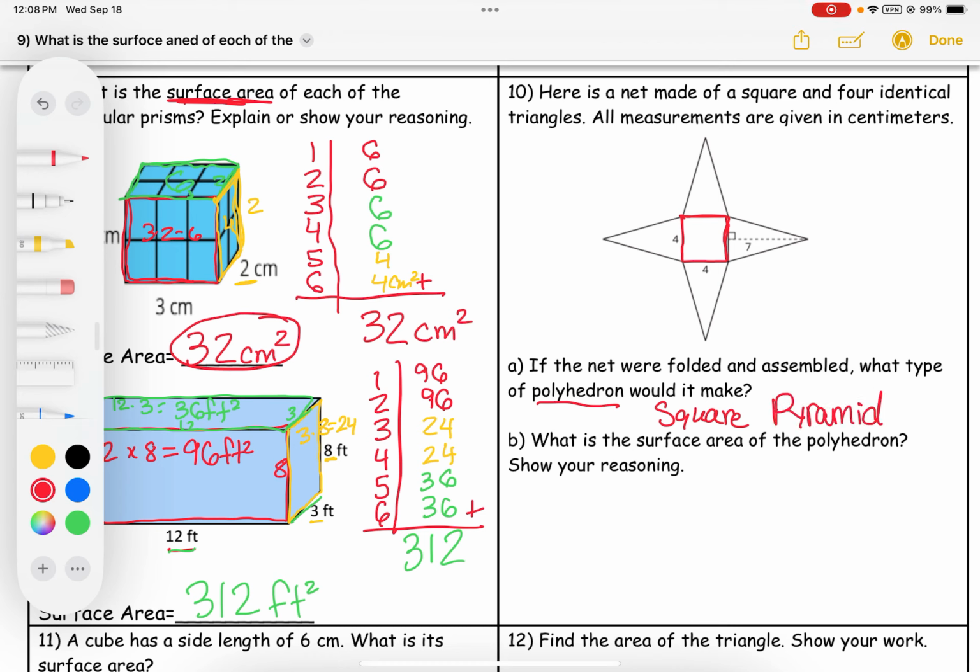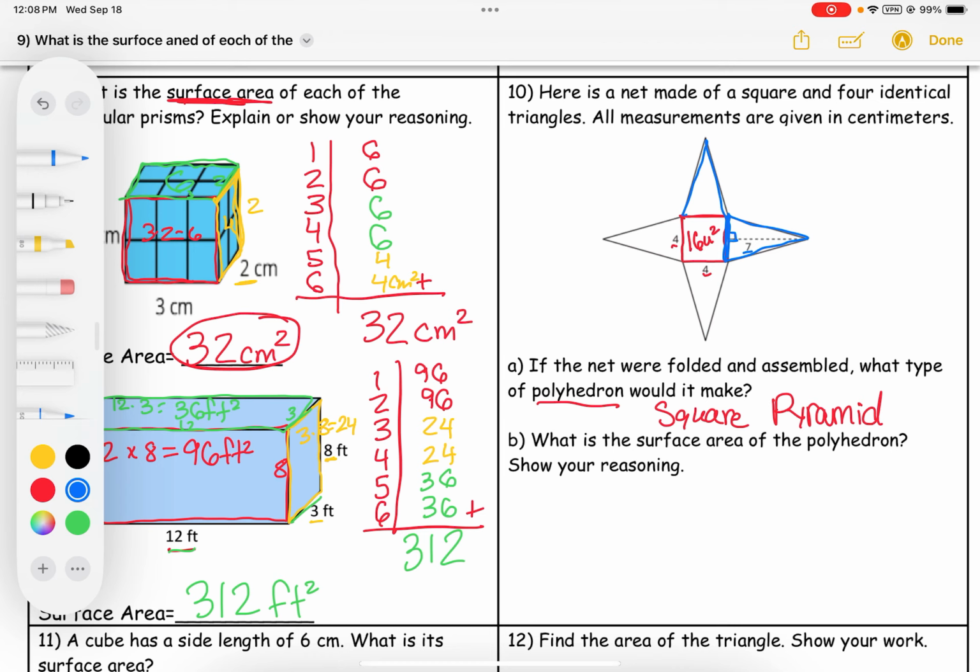Question B. What is the surface area of the polyhedron? Show your reasoning. So I know the base is 4 and the height is 4. 4 times 4 is 16 units squared. And then I'm going to find the area of these triangles. They're all the same. So I'm going to look at this triangle over here because this is the only one that has the height. So it looks like the height is 7.